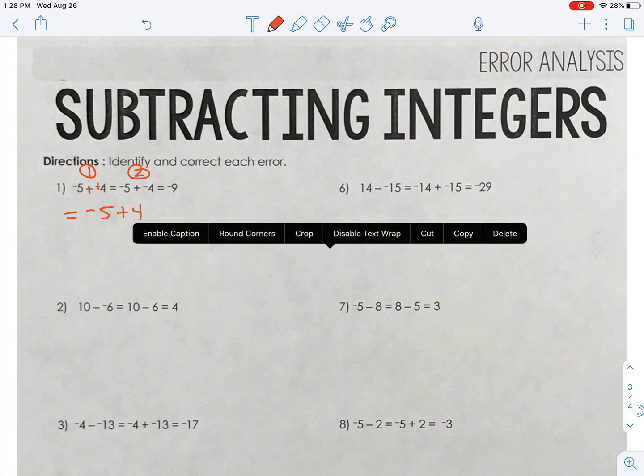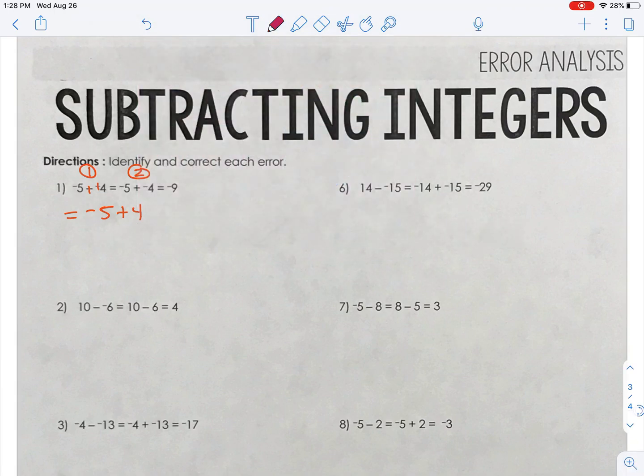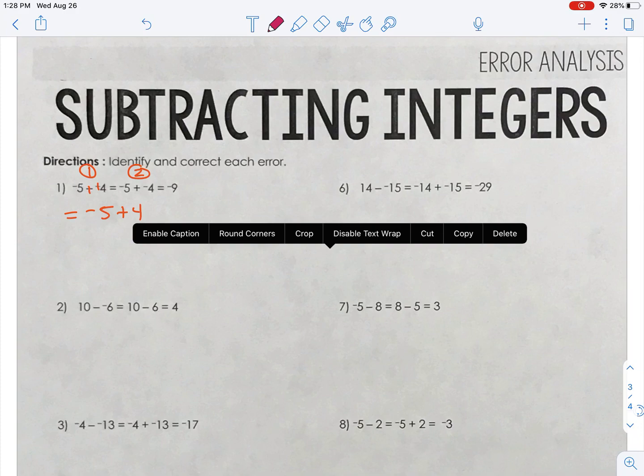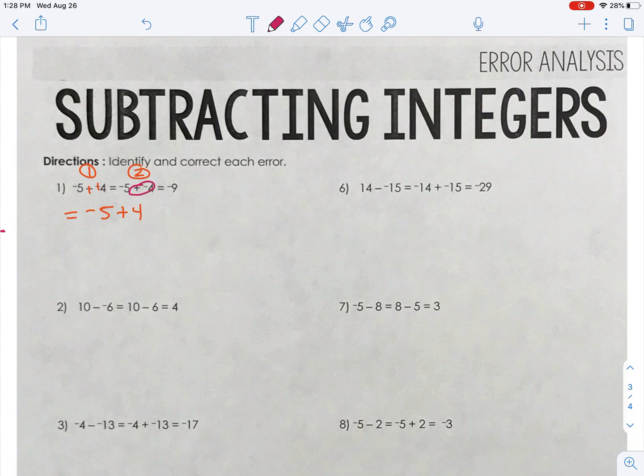All right, we see the first mistake. Okay, the first mistake is right here. They did not change both negatives to positives. They only changed one negative to a positive. So they messed up.